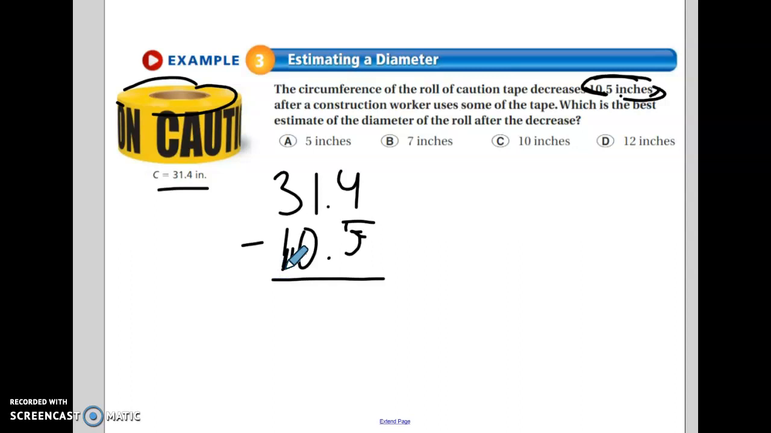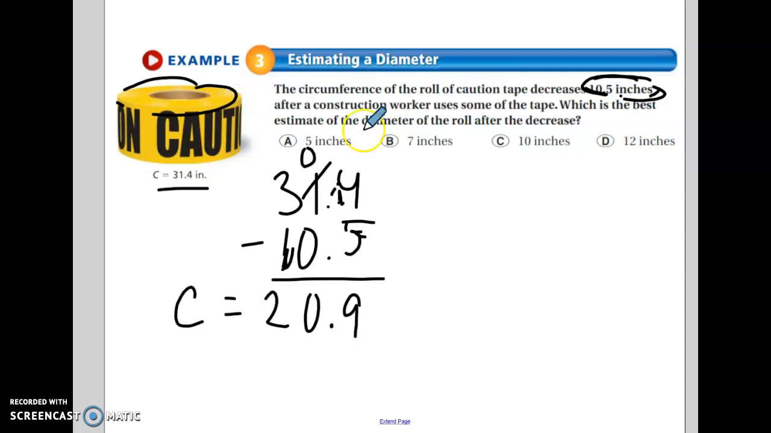So when we subtract these, let's see, we borrow from the 1, that's a 0, this becomes 14, minus 5 is 9, 0 minus 0 is 0, and then 3 minus 1 is 2. Line up your decimals. So our new circumference, after it's decreased, is now 20.9. Now the question is, what's the best estimate of the diameter after the decrease? So this is the circumference that we're going to be working with.